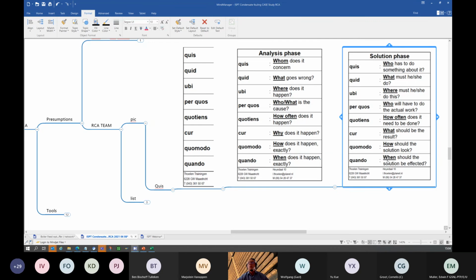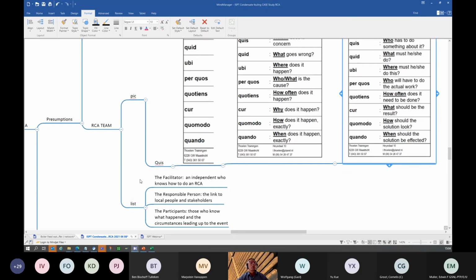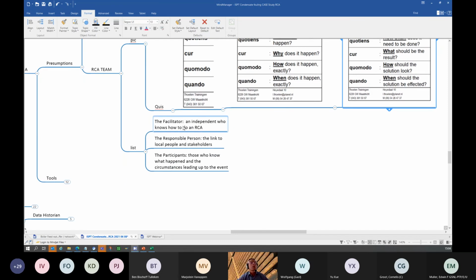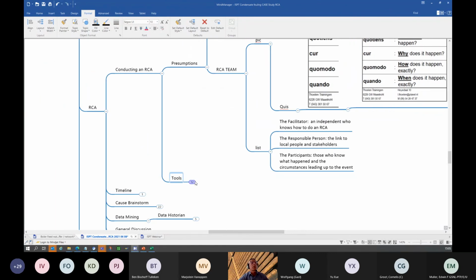So if you have this tackled, then you know that you need a facilitator, somebody who is independent and knows how to do an RCA. You need to have somebody who is responsible. If you put these two in one person, then you may run into problems because you're not free to think. So the responsible person is a link to local people and stakeholders, and you need participants, those who know what happened and the circumstances leading to the event.